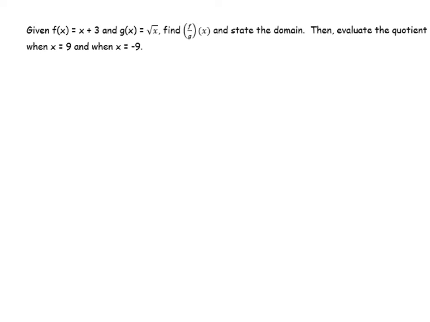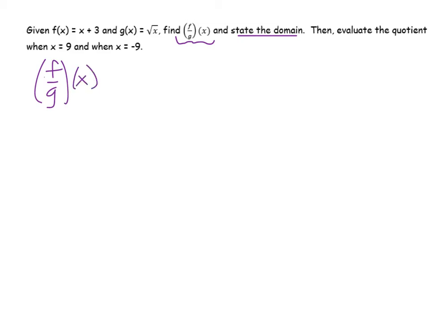With one more operation, division, let f of x equal x plus 3 this time, and g of x equal the square root of x. It says find f divided by g of x and state the domain. Then evaluate when x not only equals positive 9, but when it equals negative 9. To evaluate f divided by g of x, it's literally just division.